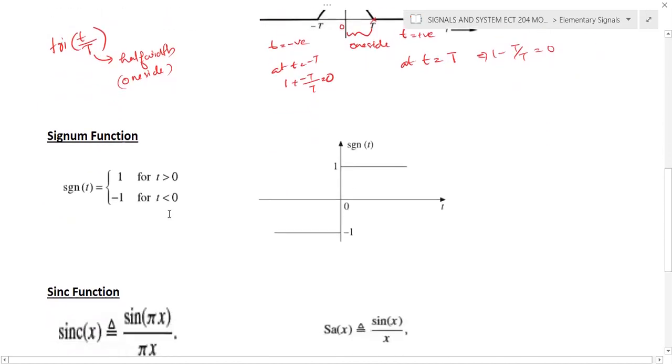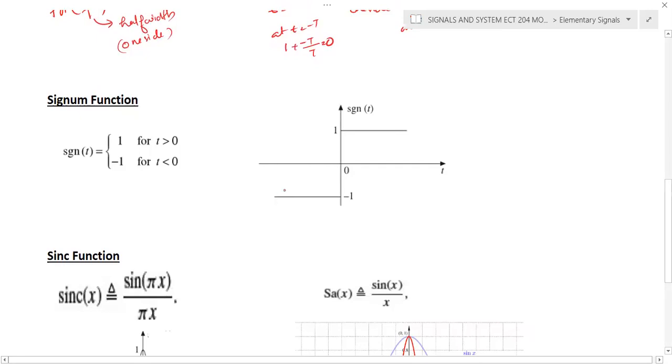Next one is the signum function. It's again an important function. When you write the signum function, you can see that it's almost similar to a step function: when t greater than 0 it is u of t, and when t less than 0, it's minus u of t, because the amplitude is minus 1. Again, the signum function is discontinuous at t equal to 0. Some textbooks will write at t equal to 0 that the function magnitude is 0, but the function is actually discontinuous at t equal to 0.